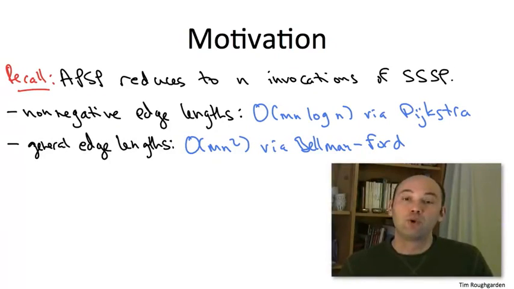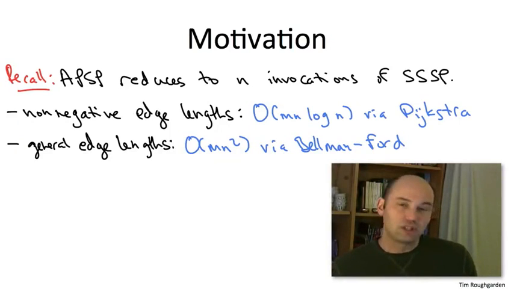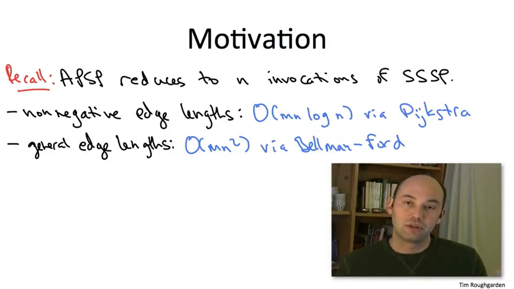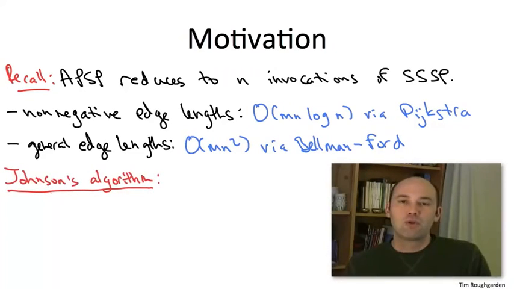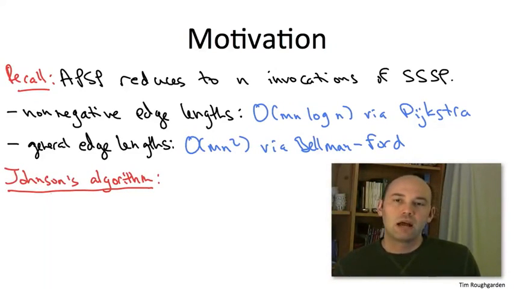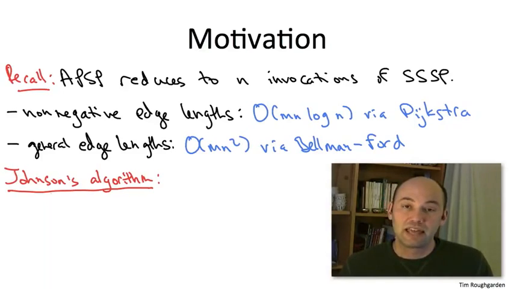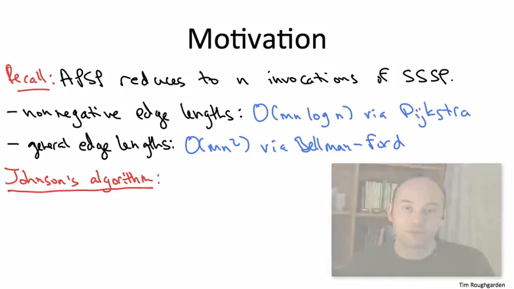And now that we know about the Floyd-Warshall algorithm, which runs in big O of n cubed time, there aren't a whole lot of reasons to care about this solution in general edge lengths that runs Bellman-Ford n times, except perhaps the fundamentally distributed nature of that computation. Johnson's algorithm remarkably shows that the same running time we get here for the non-negative edge length case, n times m times log n, we can get equally well for graphs that have general edge lengths.